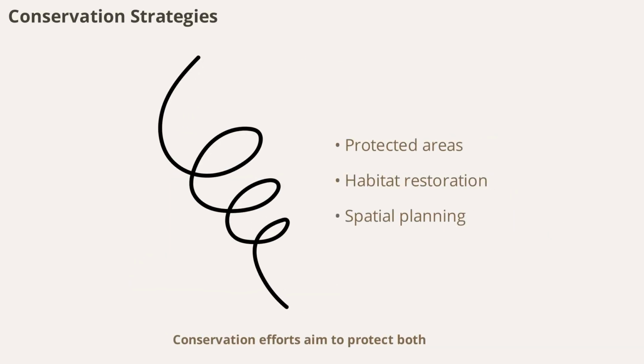Conservation efforts aim to protect both biodiversity and the ecosystem services it supports. Strategies include establishing protected areas, restoring degraded habitats, and promoting sustainable use of resources.